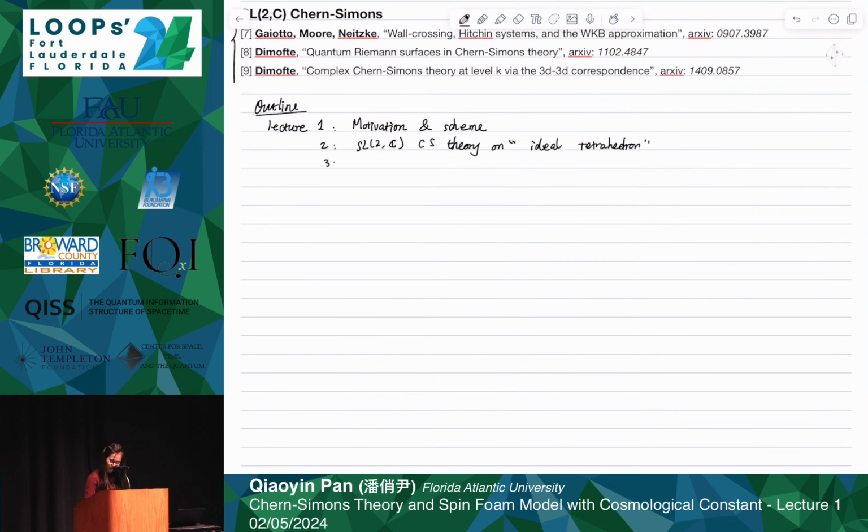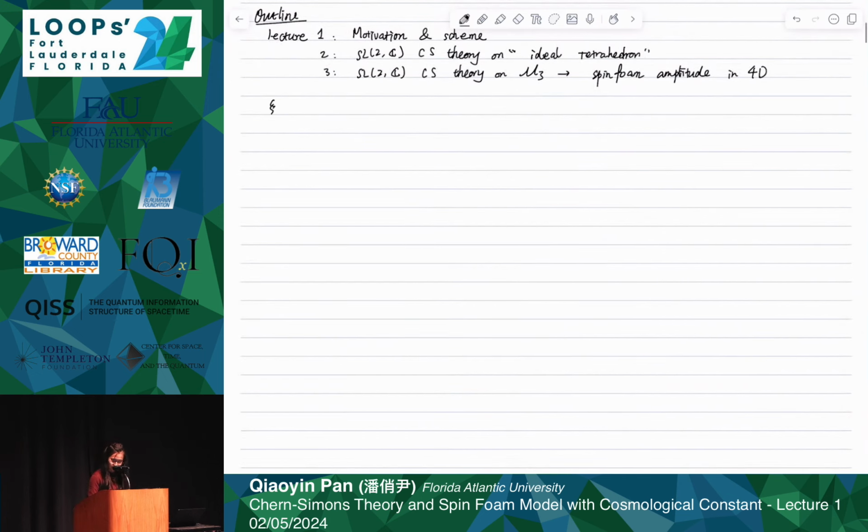And in the third lecture, I will generalize it to talk about SL(2,C) Chern-Simons theory on a 3-manifold, and I will tell you what this 3-manifold would be. And then on this 3-manifold, we will build up the spin foam model. We will write out the spin foam amplitude in 4 dimensions. We'll talk about the 4D quantum gravity. Okay, let's get started. In this first lecture, we talk about the motivation.